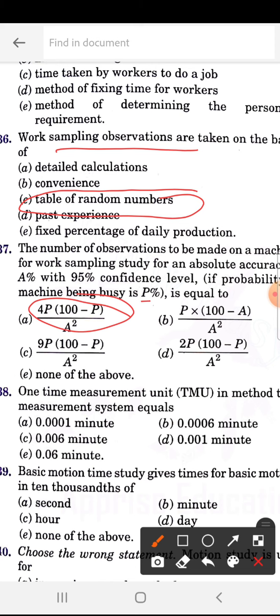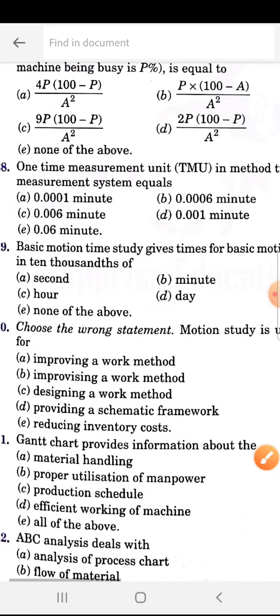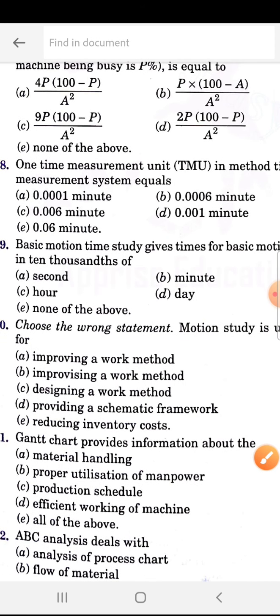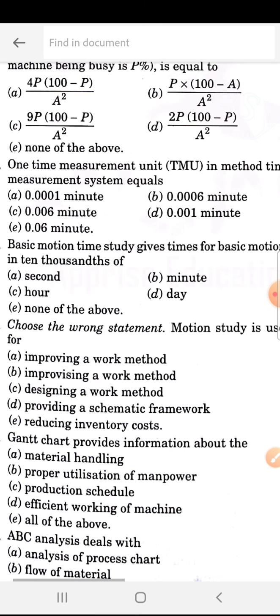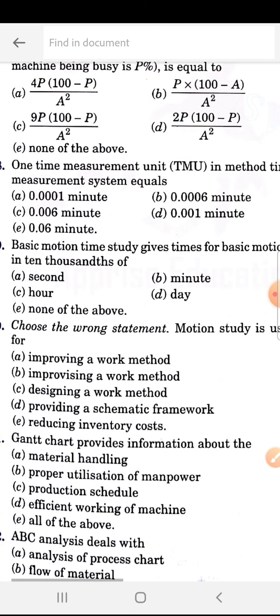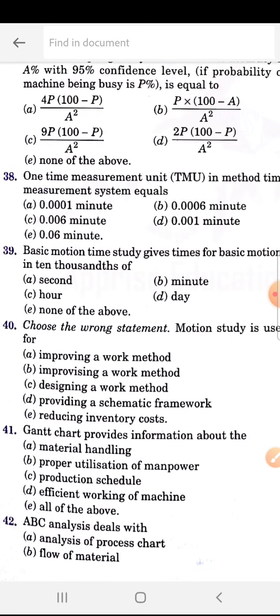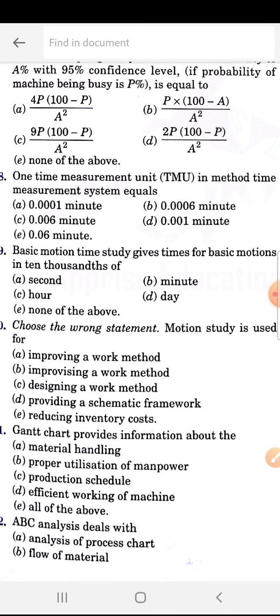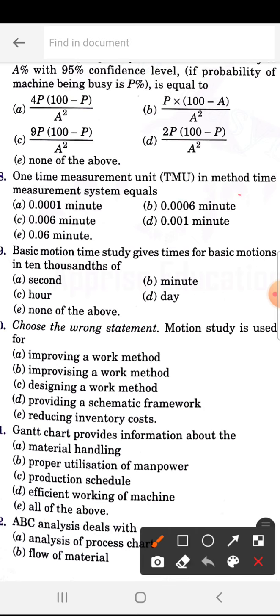Okay, next, one time measurement unit in the method time measurement system equals how much, he is asking. So 38 is B, that is 0.0006 minutes.